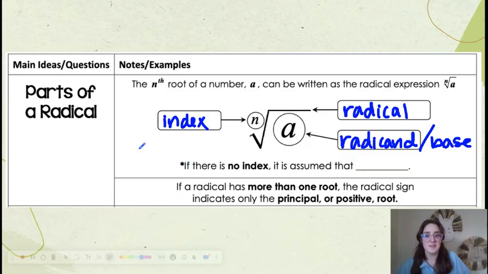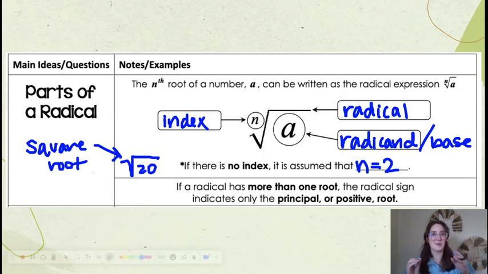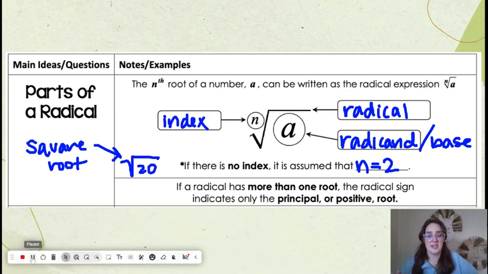If there's no index given, if it's just like the radical of 20 or something, then we can assume that n equals 2. So we can assume that the index is 2, meaning we'll have a square root. And again, we're going to dive deeper into understanding what the index means, but for now, just labeling different parts of a radical. So if a radical has more than one root, the radical sign indicates only the principal or positive root. So it's always going to be positive.